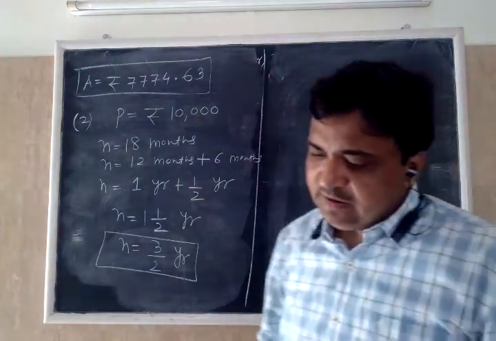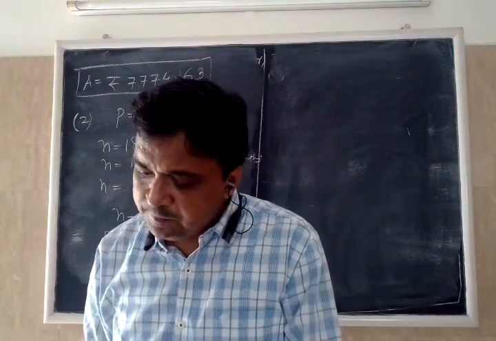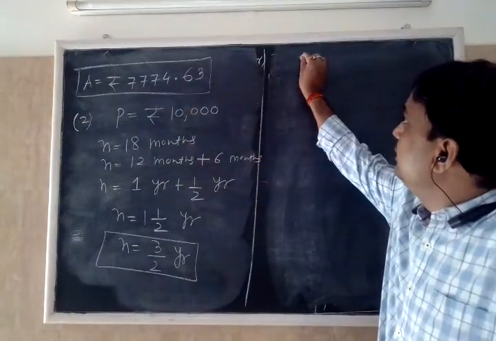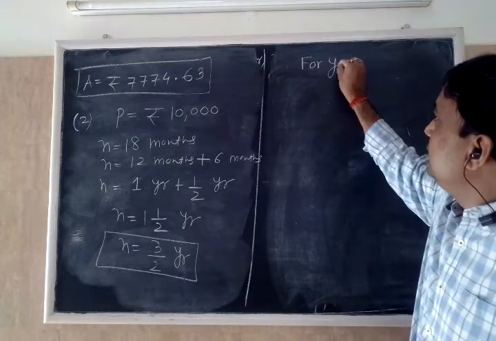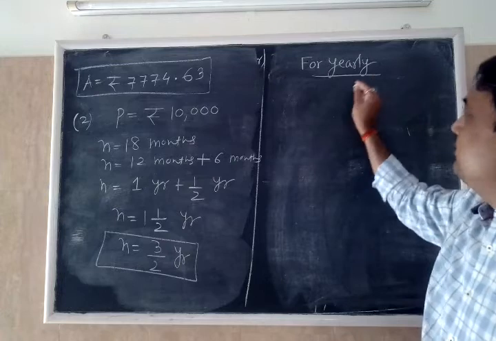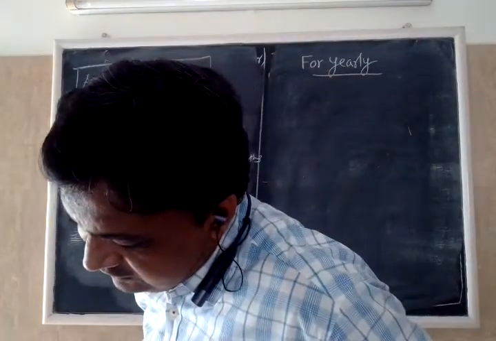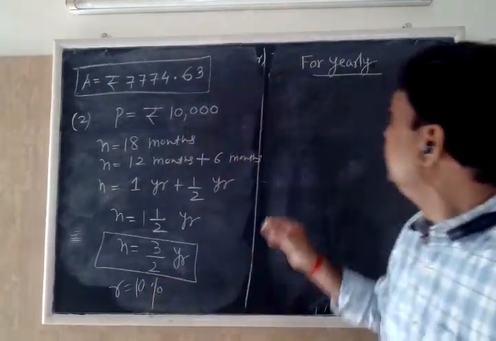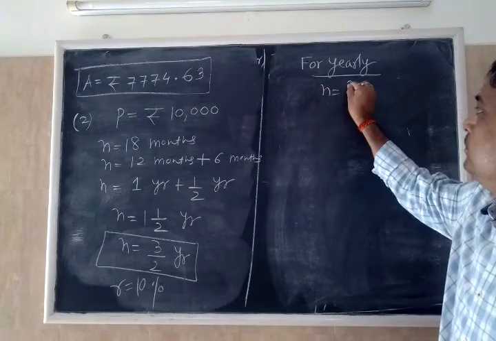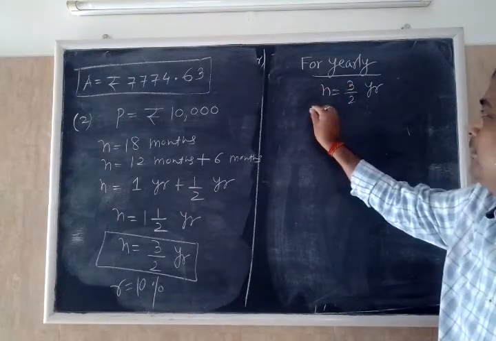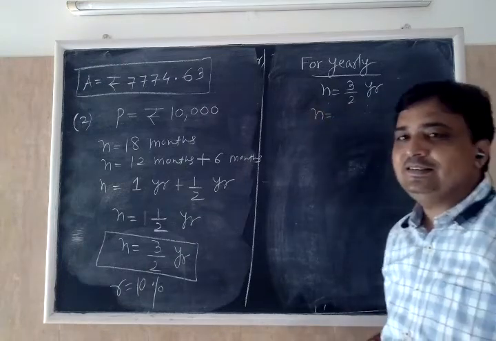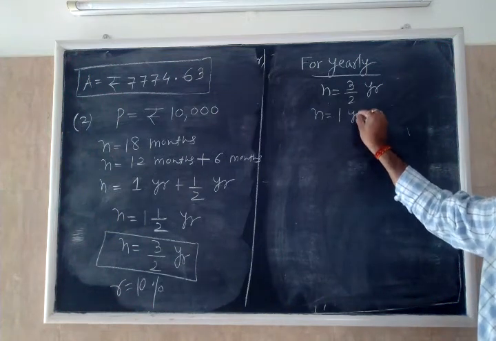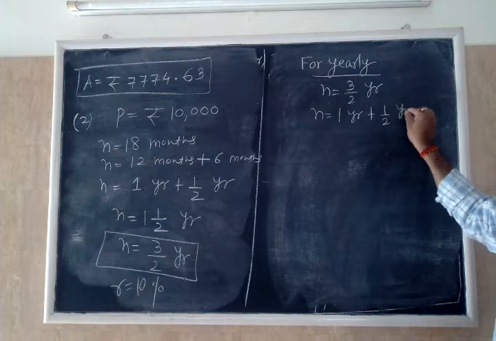So now what we have to find? You have to find the difference between compound interest, compounded yearly and half yearly. So let us do for yearly. Rate of interest is given. Rate of interest is 10%. R is 10%. Okay. So for yearly, N is 3 by 2. Now you tell me 3 by 2 means? It means 1 year plus half year.